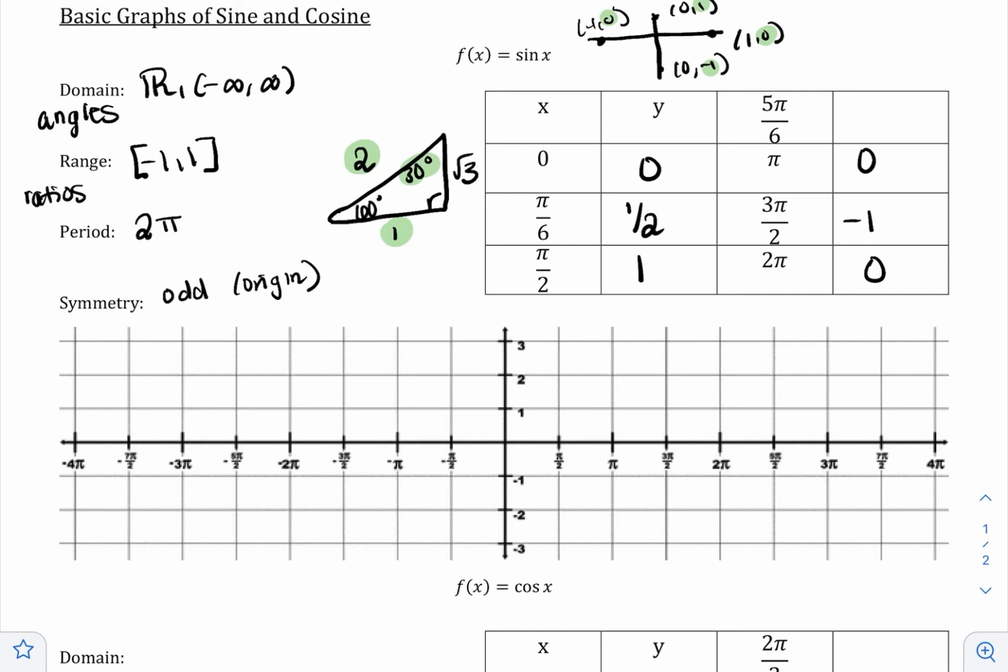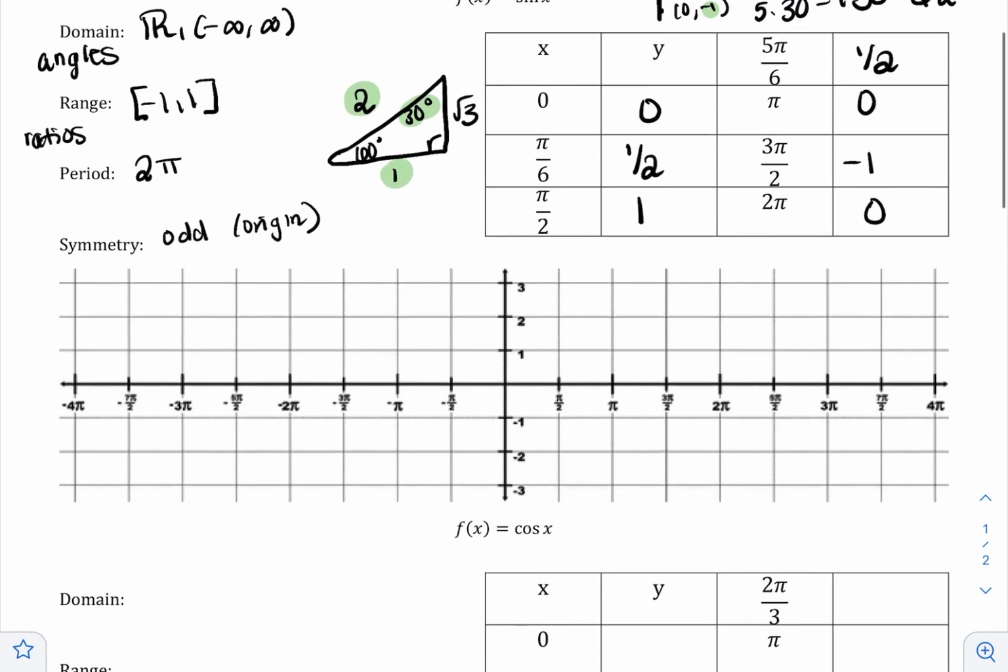Now 5 pi over 6 is 5 times 30 degrees, which is 150. So it is in quadrant 2, which means that sine is positive, and because it has a reference angle of 30 degrees, it's still 1/2, and because it's in quadrant 2, it's a positive 1/2. So we can plot these. I'm going to start with the axis angles. So I have 0, 0; pi over 2, 1; pi, 0; 3 pi over 2, -1; and 2 pi, 0.